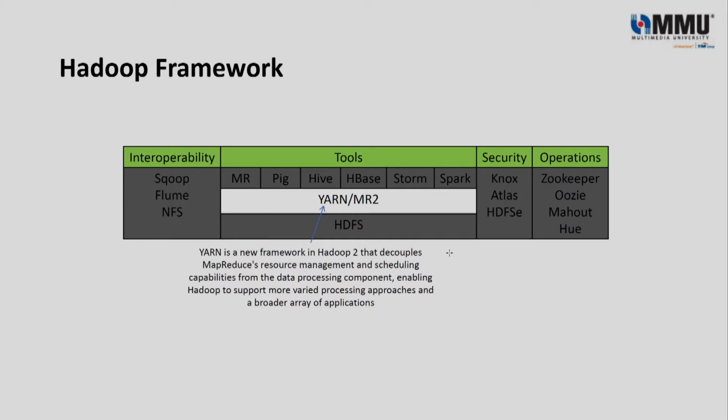Then we have Yarn. Yarn is actually the resource manager, because you are distributing data over large amounts of machines. You are processing your data over large amounts of machines. You need a resource manager to actually manage the jobs and so on. So Yarn is the resource manager.